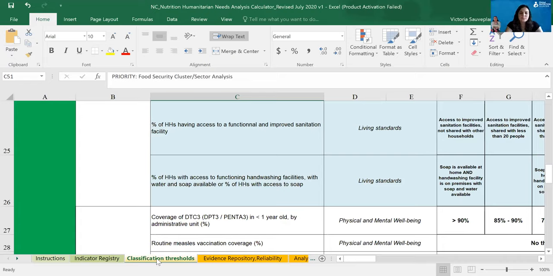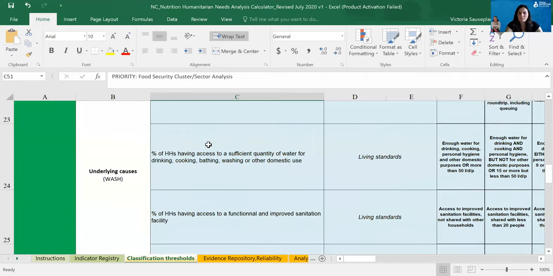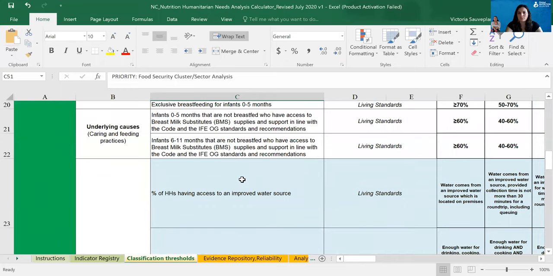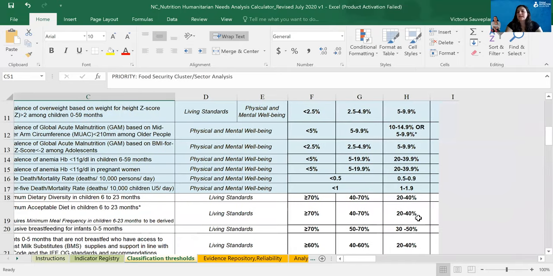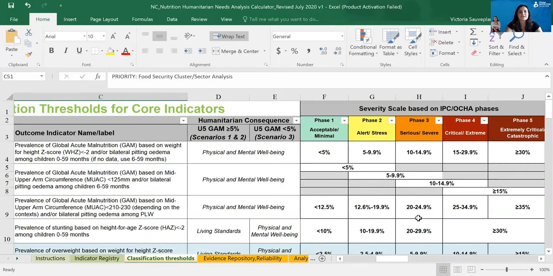So this summarizes the classification threshold. I invite you to look at these more and more. Just in terms of the severity scale, in case you have not yet used a severity scale and are quite new to all of this, if we have a GAM based on weight for height at 12%, then we would characterize it as a serious or severe situation in phase three. So here we're looking at the point prevalence and not the confidence intervals.